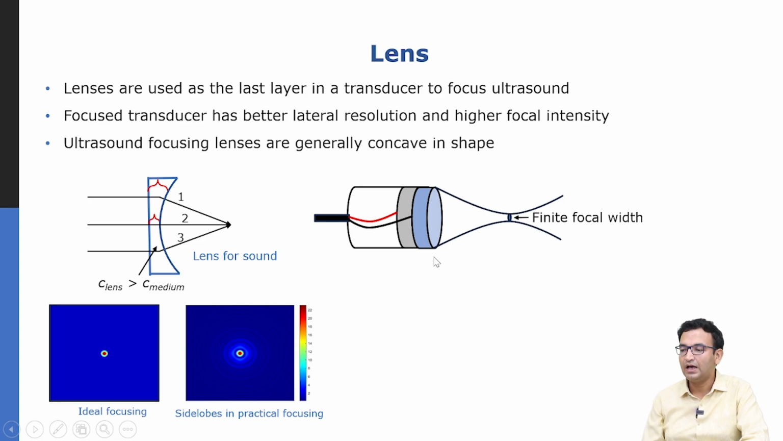So, here you can see after focusing at the focal region you have some finite focal width, because it is impossible to focus exactly at a point. For doing that you would need a very large aperture. So, in practical focusing you will not be able to focus very sharply, and you will have the presence of some side lobes, and this is what degrades image quality.